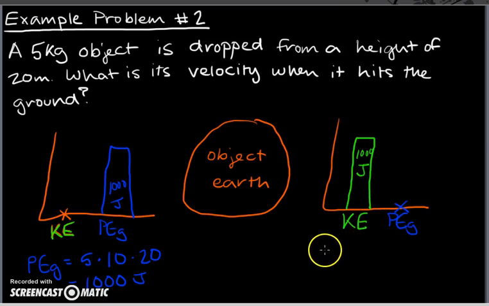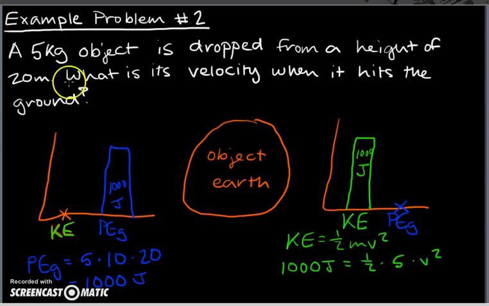So, now that we know the kinetic energy of the ball when it's about to hit the ground, we can solve our kinetic energy equation to find the velocity of the object. So we know that kinetic energy is equal to 1/2 mv squared. So 1,000 joules is equal to 1/2 times 5 times v squared. If you simplify that, you get that 400 is equal to velocity squared. So 20 meters per second is our final velocity.